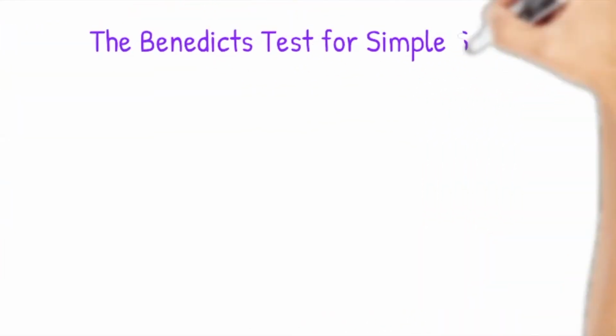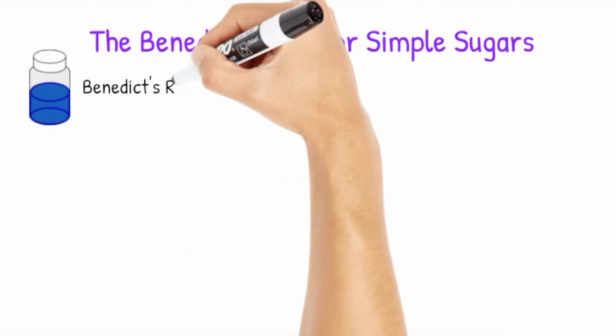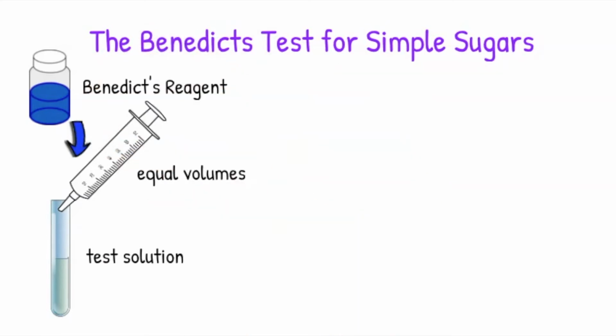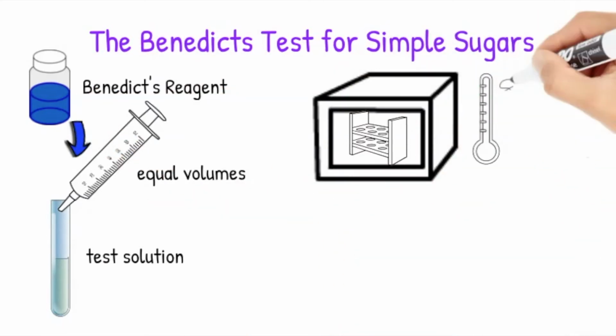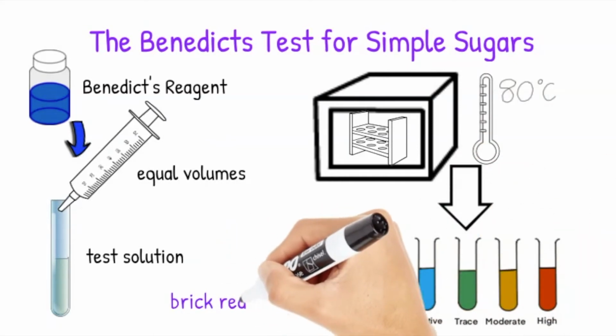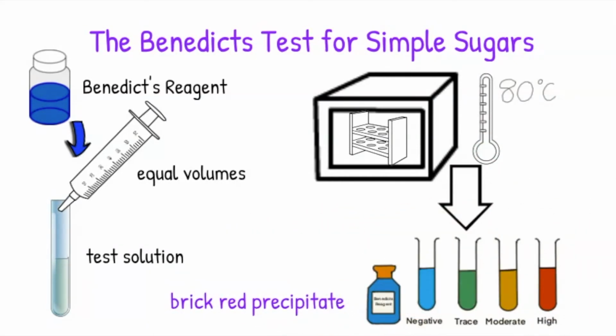The test for simple sugars involves adding Benedict's reagent. Add equal volumes of test solution and Benedict's reagent to a boiling tube, then place into a water bath at 80 degrees C and leave for 5 minutes. If simple sugars are present, the blue solution goes through various colour changes, and if a high concentration of simple sugar is present, it will result in a brick red precipitate forming. If a moderate concentration is present, it goes yellow, and a low concentration results in a green colour.